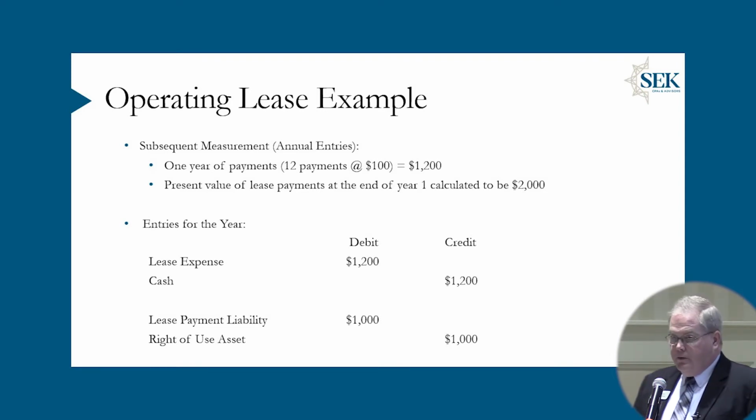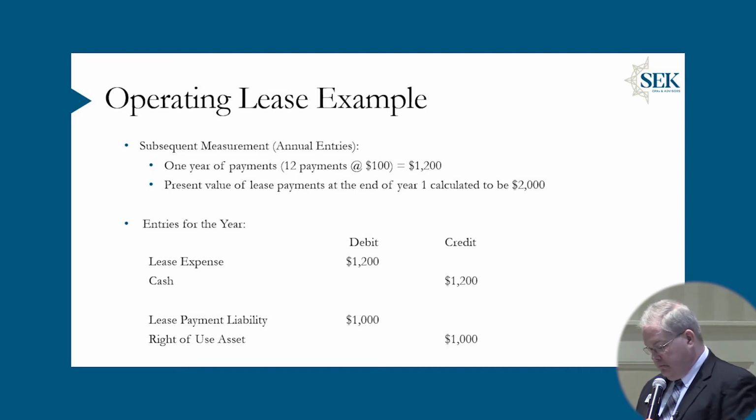Then in subsequent years, you are going to have 1 year of payments, 12 payments at $100, which is $1,200. And then the present value of the lease payments at the end of year 1 is calculated to be $2,000. So your entries to record the lease expense, or the payments you're making for the leases, are $1,200 for lease expense and $1,200 for cash, which is no different than what you're doing currently under operating leases. The difference now is you're going to reduce that liability and that right of use asset by $1,000 to get it down to that $2,000 value at the end of year 1.